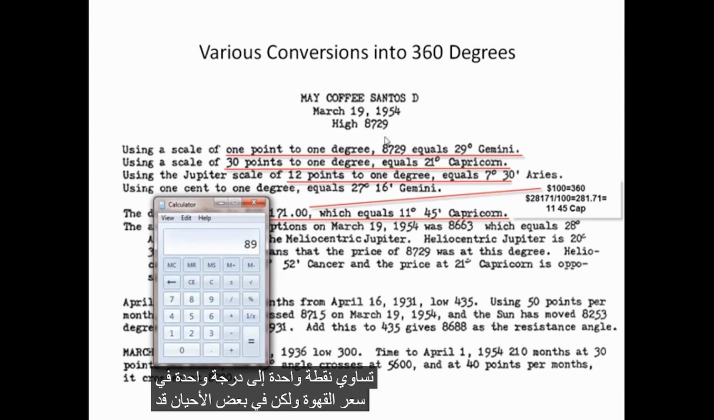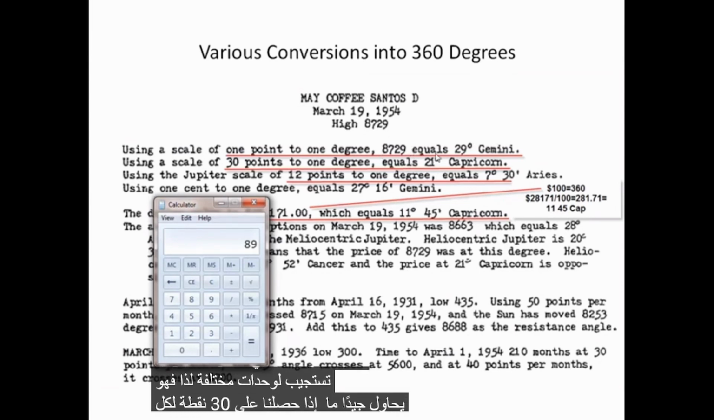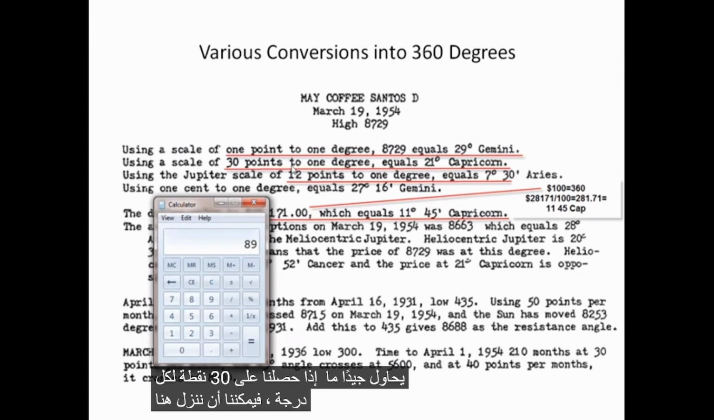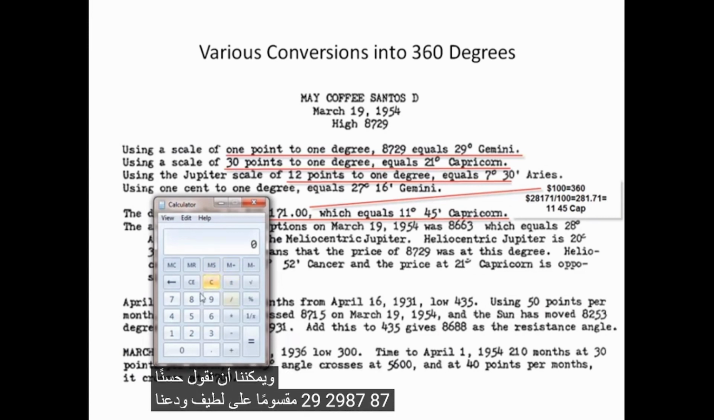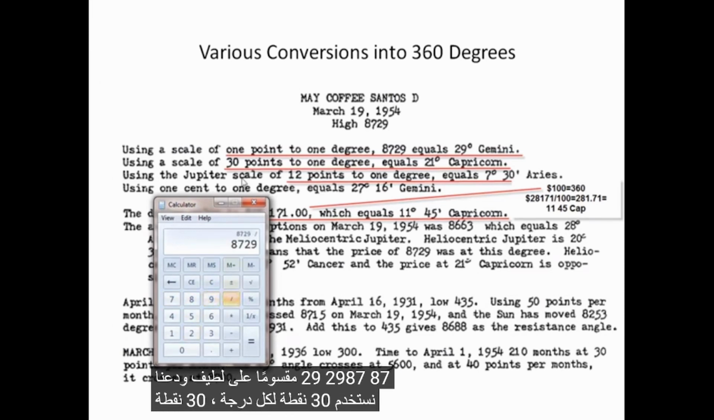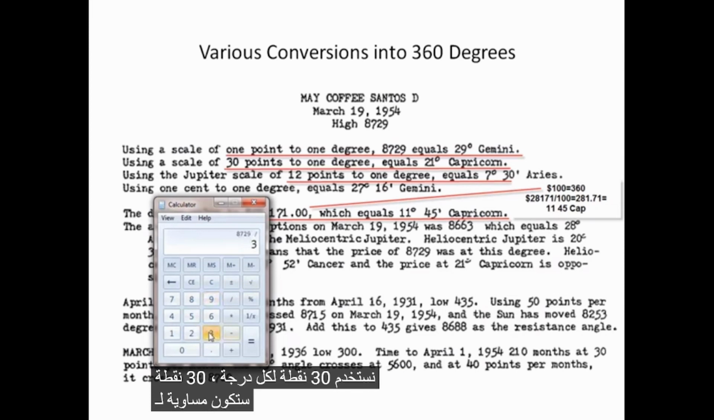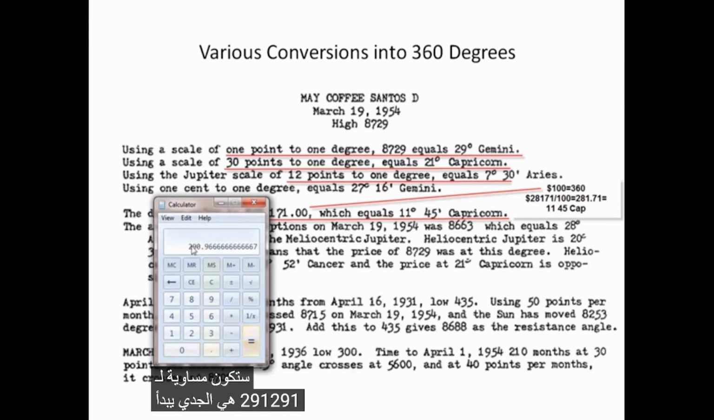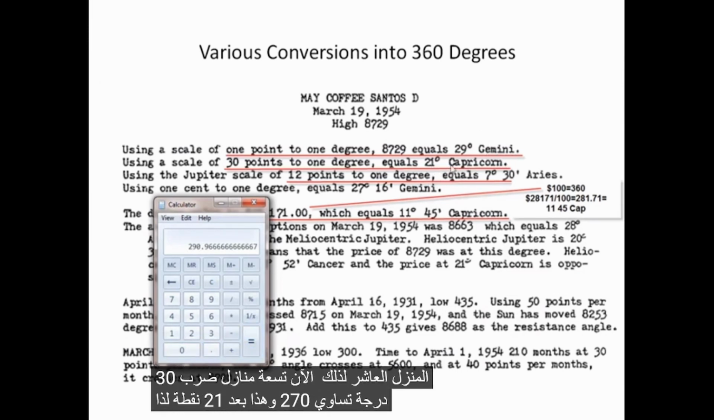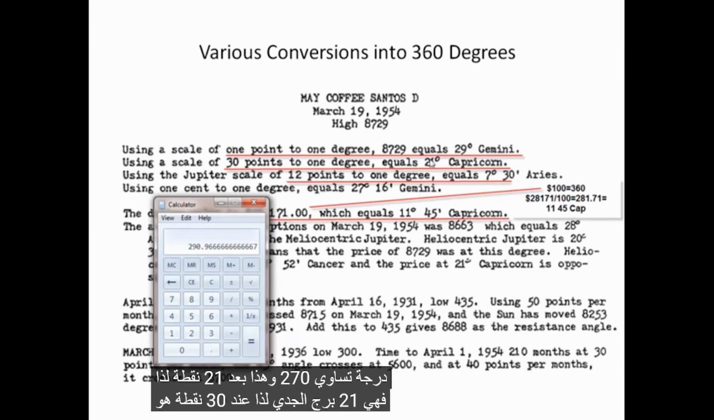But sometimes it would respond to different units. So he's trying, well, what if we do 30 points per degree? So then we can go down here and say, okay, 8729 divided by, and he's saying let's use 30 points per degree. That would be equal to 291. 291 is Capricorn. It starts the 10th house, so 9 houses times 30 degrees is 270, and this is 21 later, so it's 21 Capricorn. So 30 points is one of his scales.